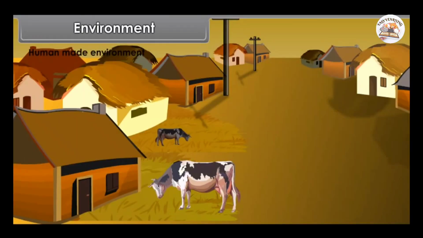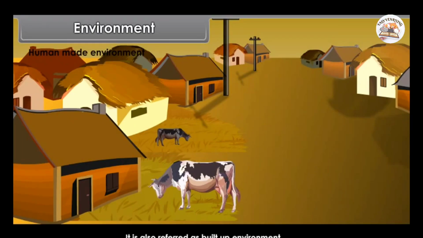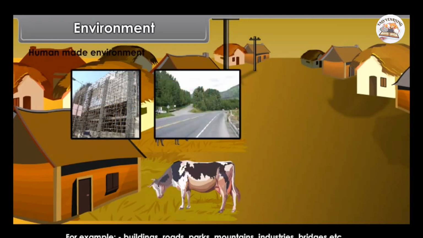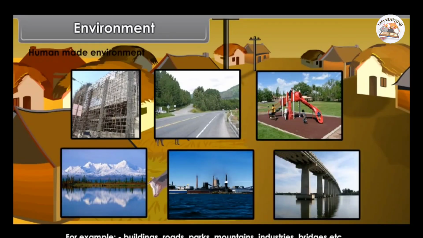Human-made environment. Human-made environment is created by human beings for their own use or for the use of domesticated animals and plants. It is also referred to as built-up environment. For example, buildings, roads, parks, mountains, industries, bridges, etc.